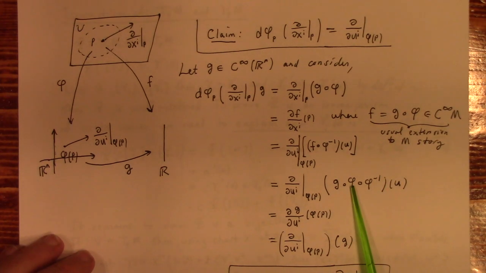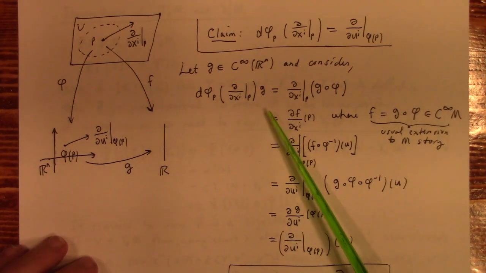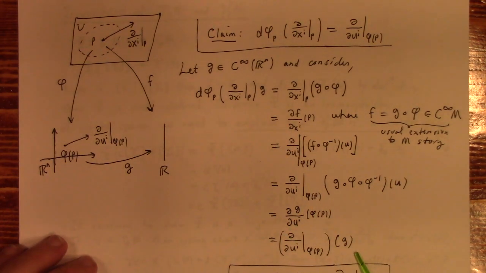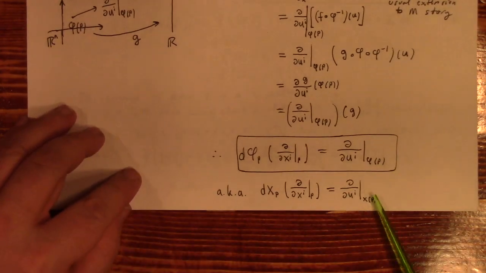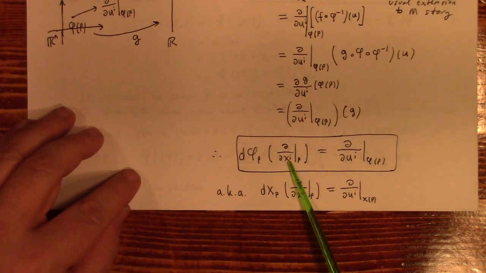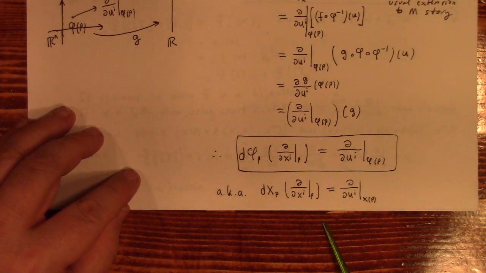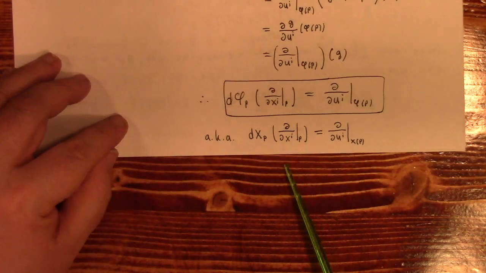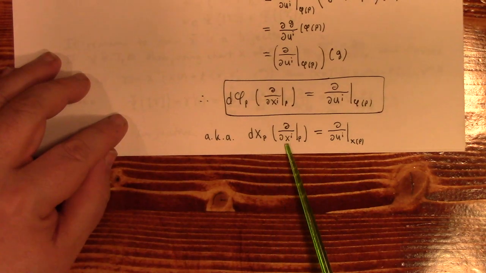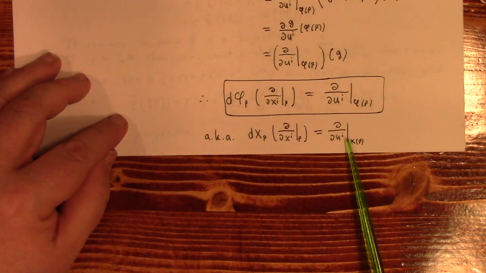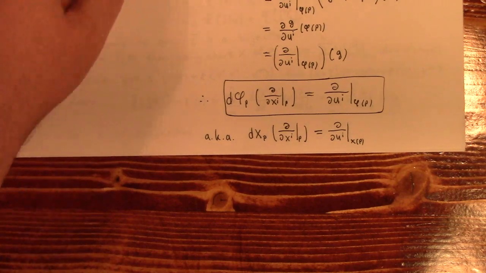So these cancel, and you're just left with partial g, partial ui, which is an identity that holds for all g. Since it holds for all g, we simply get that the push forward under the coordinate map of the coordinate derivation is the Cartesian coordinate derivation, aka dx pushes partial x to partial u, if you like. So there's that.